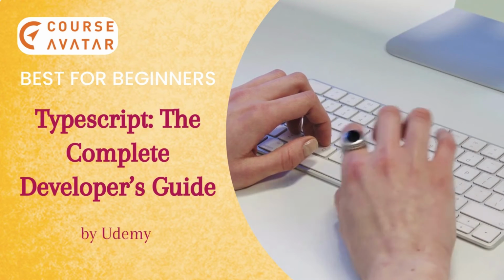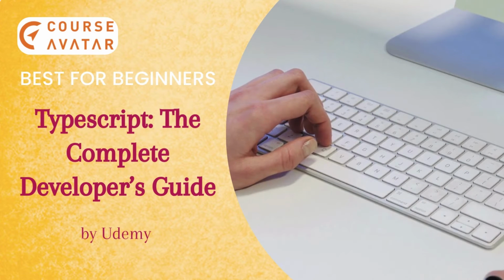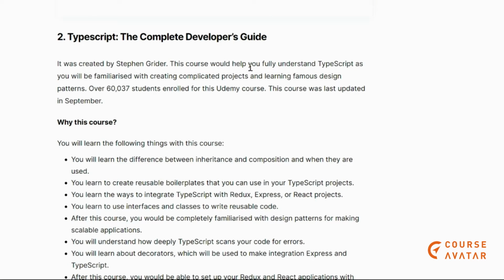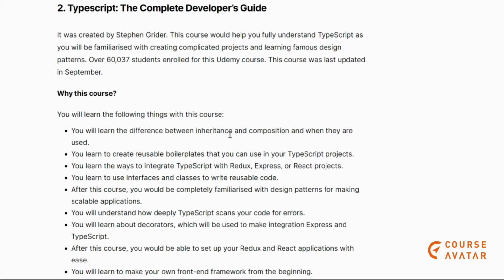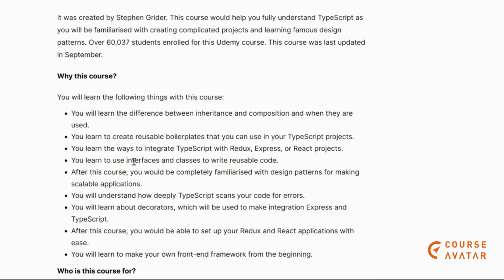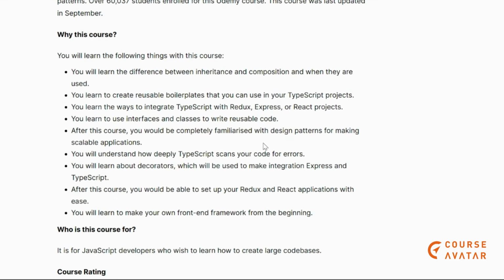So the next course is a Complete Developer Guide course of TypeScript. This course would help you fully understand TypeScript as you will familiarize yourself with creating complicated projects, learning famous design patterns, and here you will learn the difference between inheritance and composition and when they are used. You will learn how to use interfaces and classes to write reusable code. You will learn to create reusable boilerplates that you can use in your TypeScript projects.